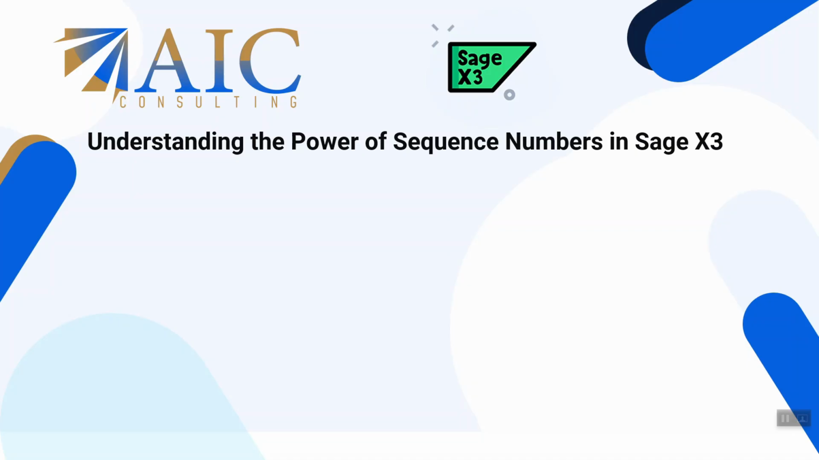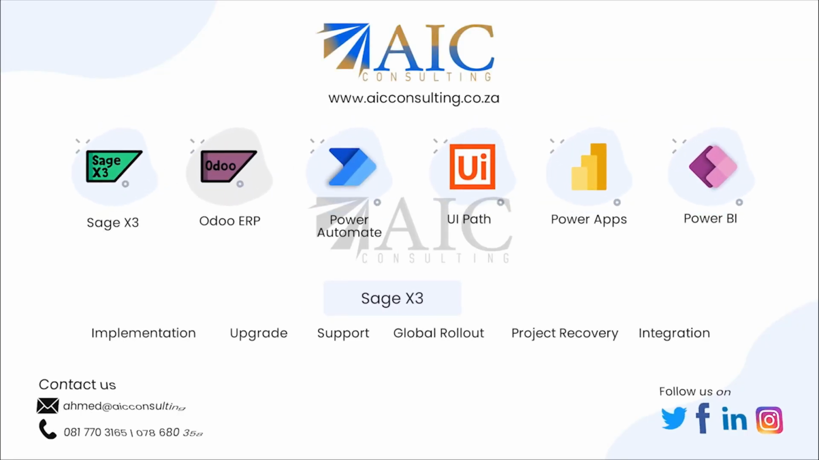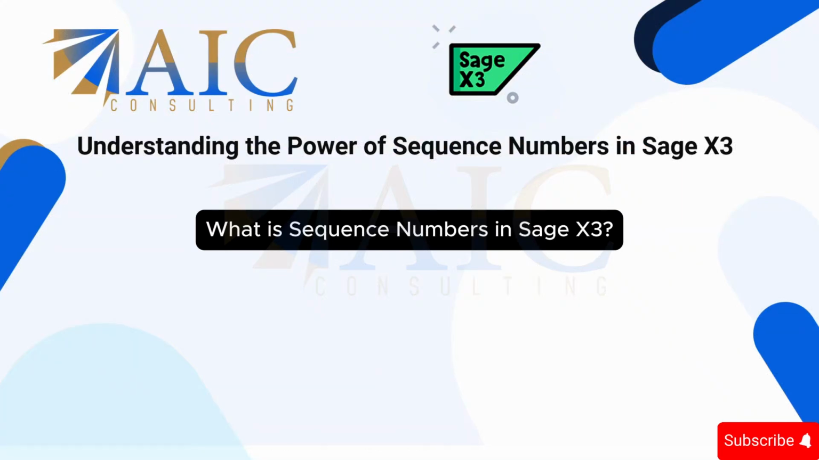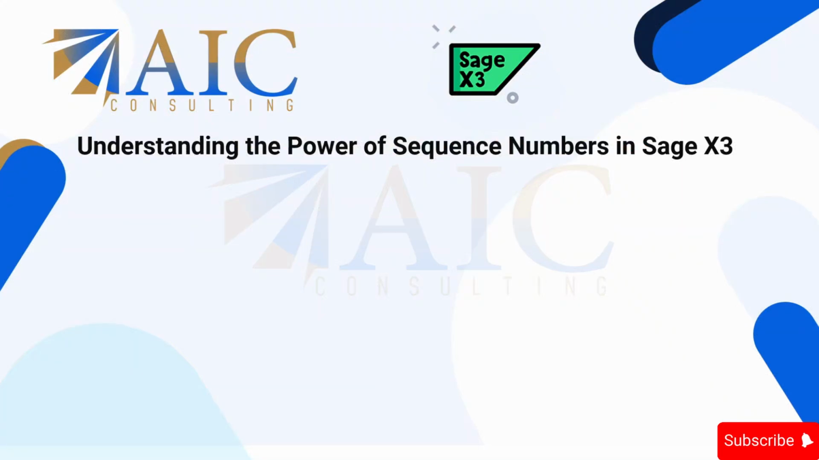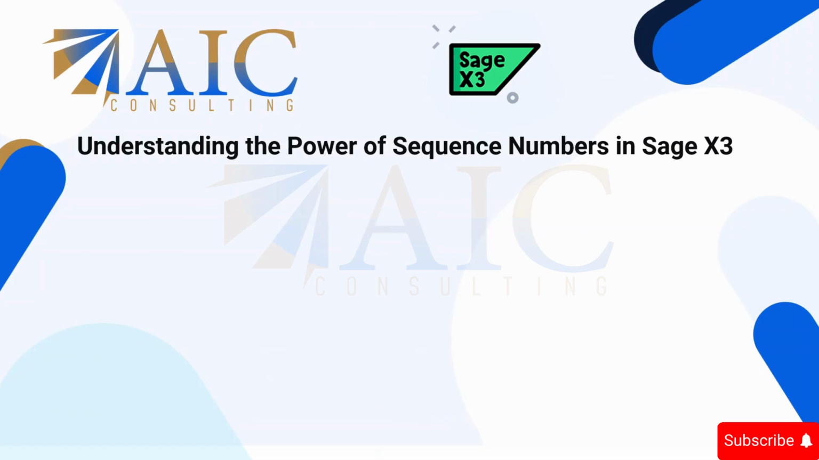Today we are diving into a super important part of Sage X3 that keeps everything organized and easy to find. I'm talking about sequence numbers. You can think of them like unique ID numbers for every important piece of paper or record in your business, but in a digital form. Learning about these can really make your work smoother and your data more accurate.